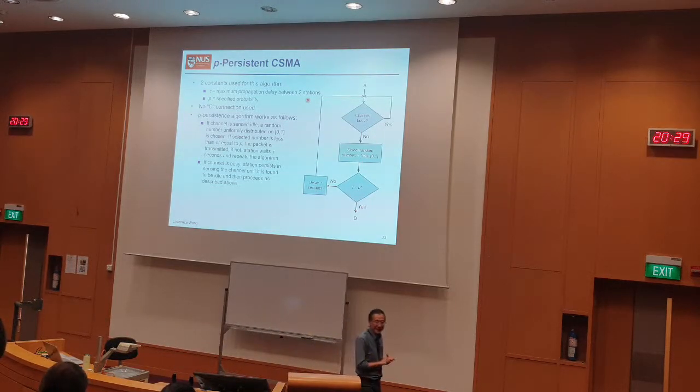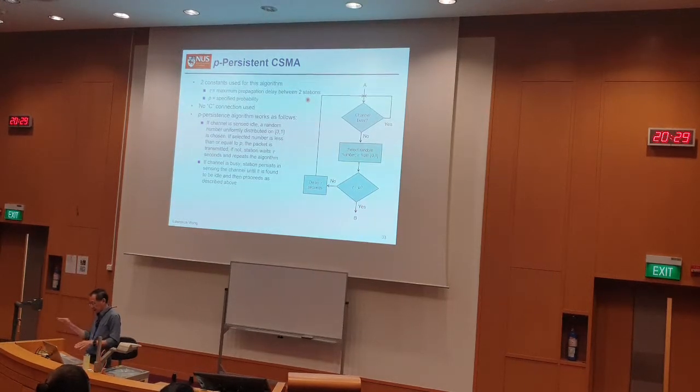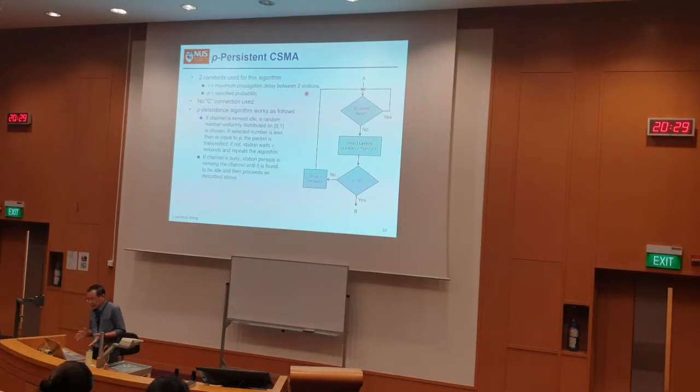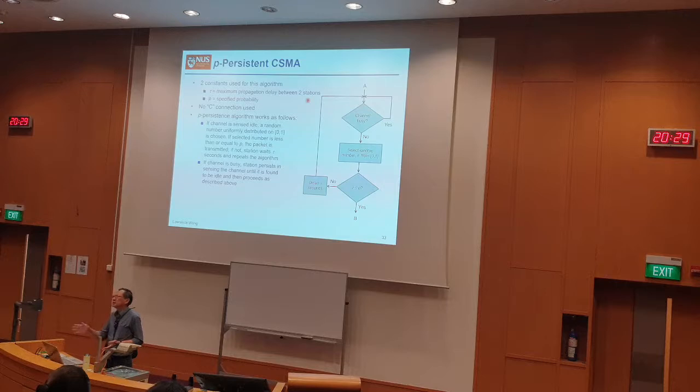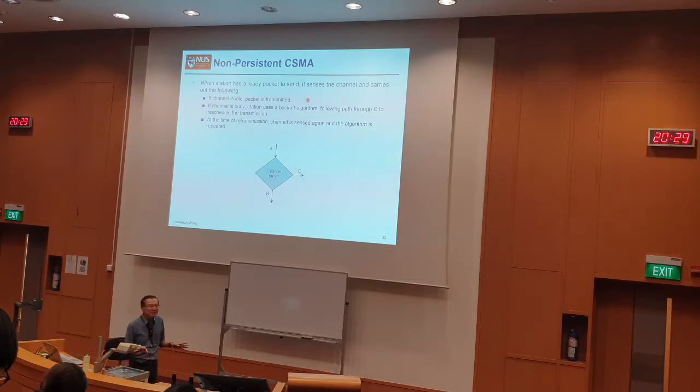When P is 1, then we call it a one-persistent algorithm. So P persistent depends on which value of P. Now, it turns out that it's too much work on this P persistent. Marginally better, but too much work. So, most of the time we just use the non-persistent, easier to handle. But even with this, it's still not good enough, because there's a couple of problems that are not solved by this algorithm. It's still not enough.